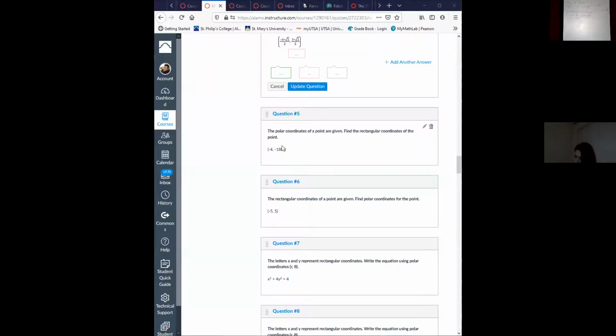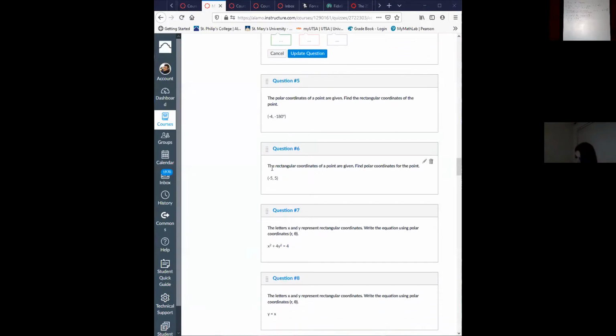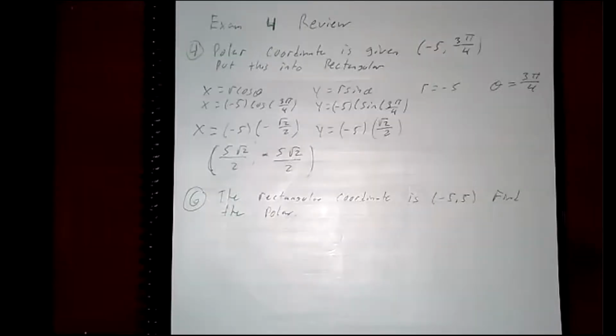Number 5 is the same deal, so we'll move on. 6 is going the other direction, so let's do this one. So here the coordinate is rectangular and it wants to go to polar. So the rectangular, I'll write this down real quick. Coordinate is -5, 5. Okay. Find the polar.